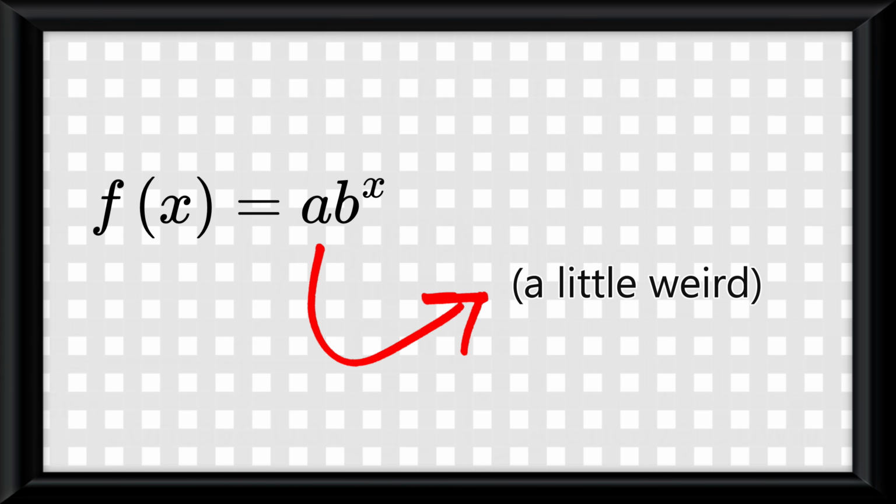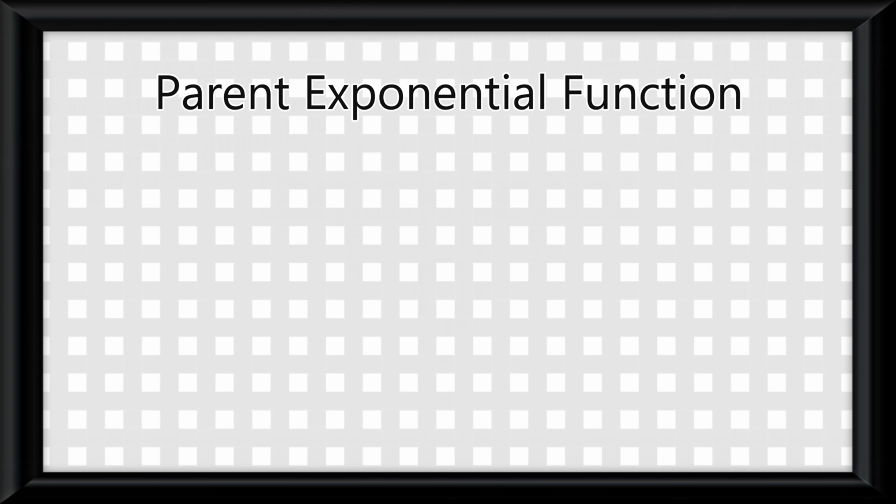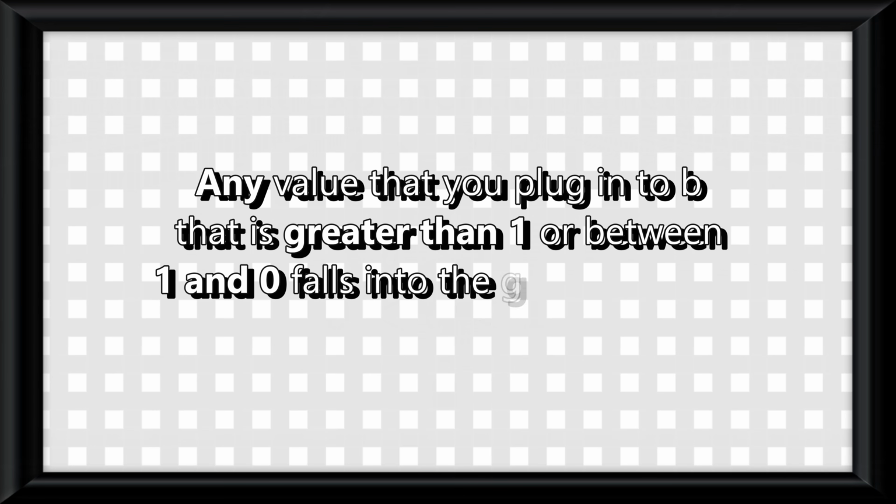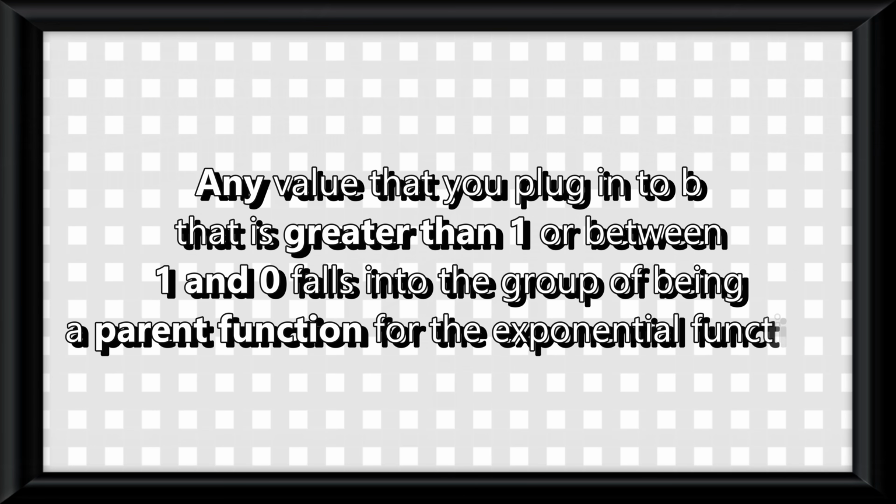Exponential functions are a little weird though, because they don't have an ironclad parent function. The parent function of an exponential function is said to be b to the x, where b is greater than 1 for a growth or between 0 and 1 for a decay. So that means that any value you plug into b that is greater than 1 or between 1 and 0 falls into the group of being a parent function for the exponential function.